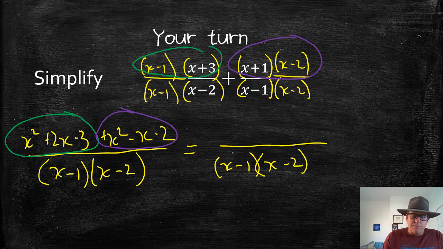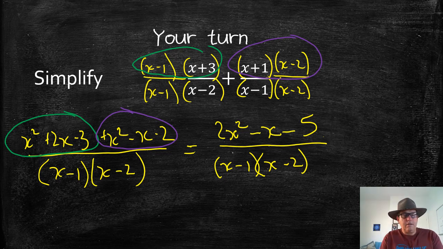Up top, x squared plus x squared is 2x squared. 2x minus x is minus x. And minus 3 minus 2 is minus 5.